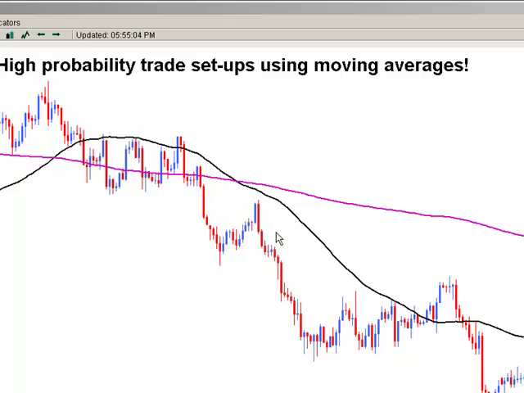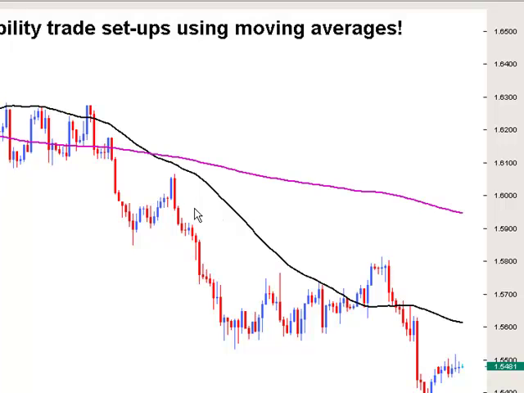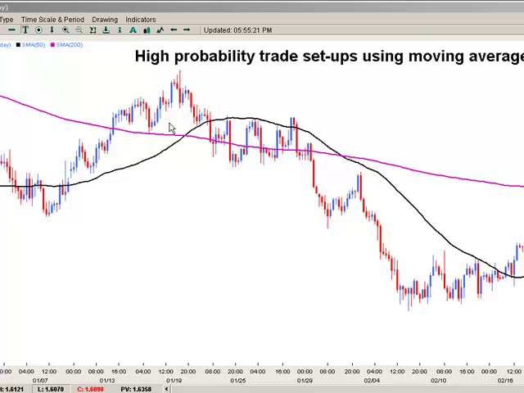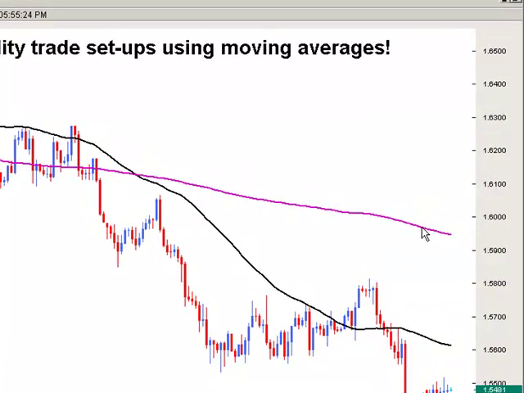Two of the most common moving averages out there are the 50 period simple moving average, which is this black line, and the 200 period simple moving average, which is the purple line. The slower moving average is the 200 period SMA, and it shows an overall longer trend, showing that the trend is basically down overall.